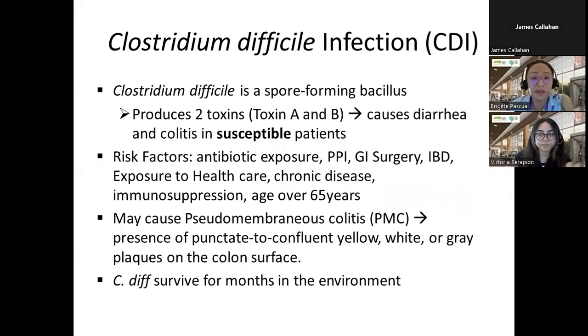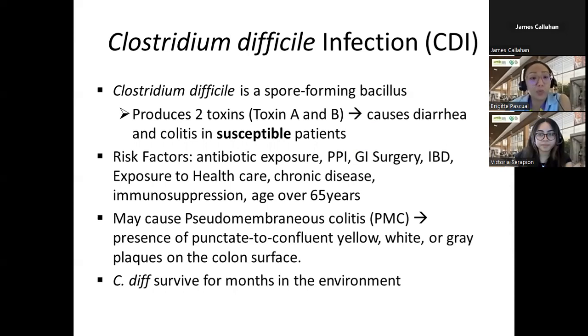Clostridium difficile infection, or CDI. Clostridium difficile is a gram-positive spore-forming bacillus that produces 2 large toxins, A and B. These toxins cause diarrhea and colitis in susceptible patients whose normal colonic microbiota has been previously disrupted by prior antimicrobial treatment.